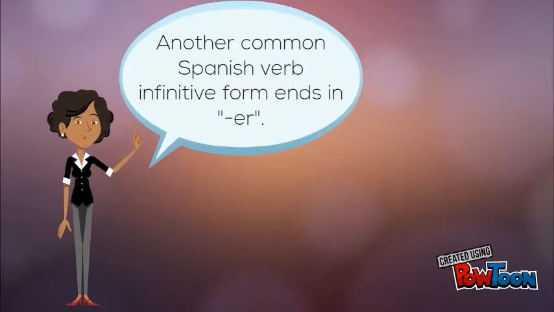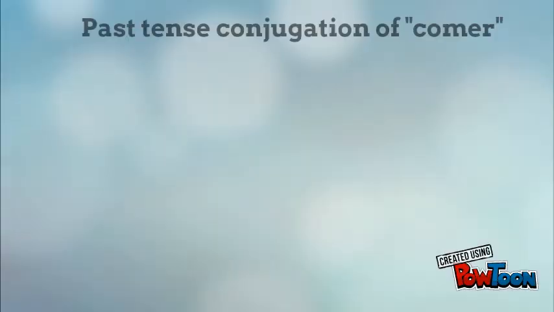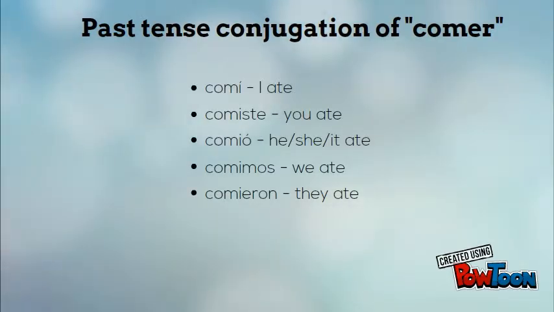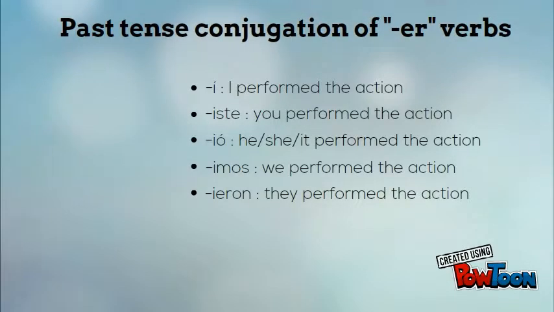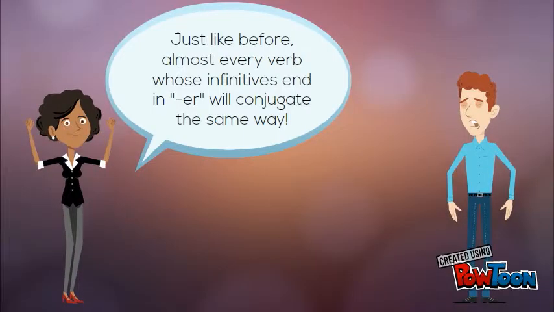Another common Spanish infinitive verb ends in er. Let's use comer, which means to eat, but again, just conjugate the past tense. So, í, I performed the action, iste, you perform the action, ió, he, she, it performs the action, imos, we perform the action, and ieron, they perform the action. Just like before, almost every verb whose infinitive ends in er will conjugate the same way.